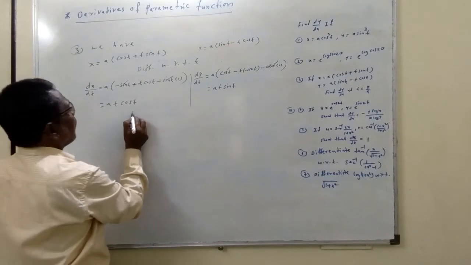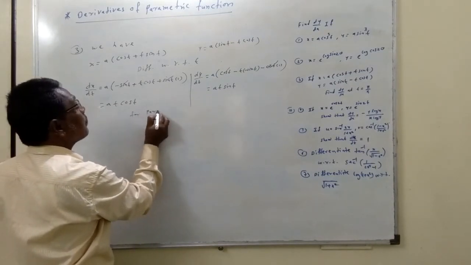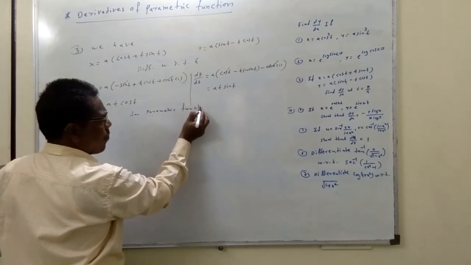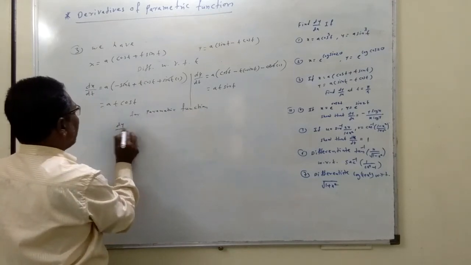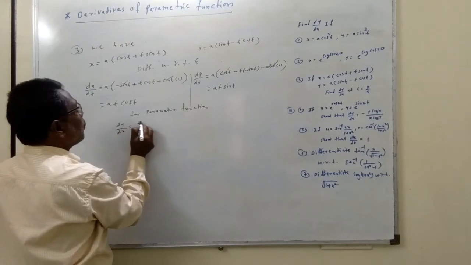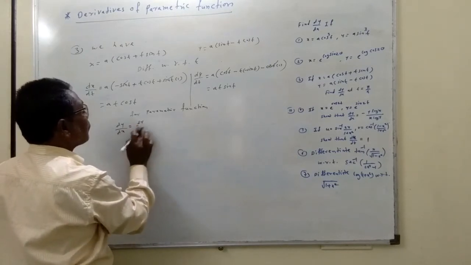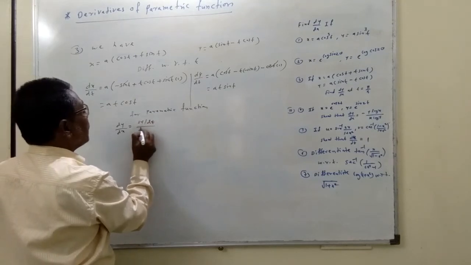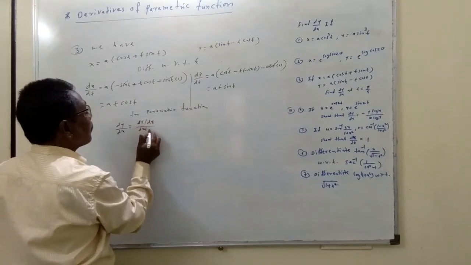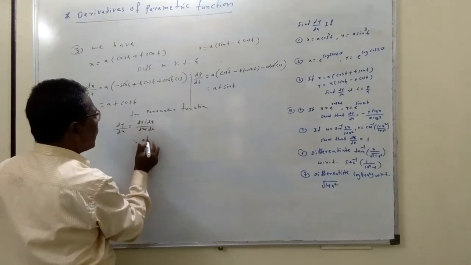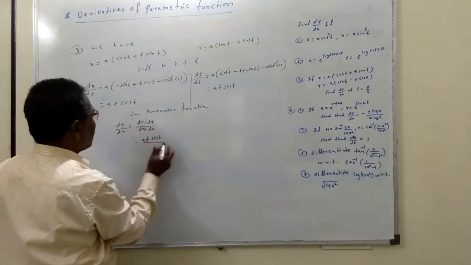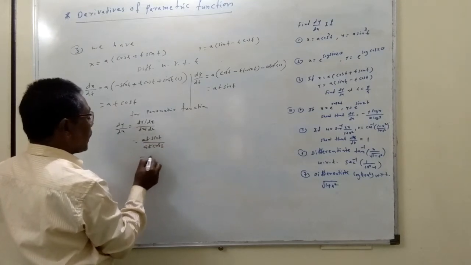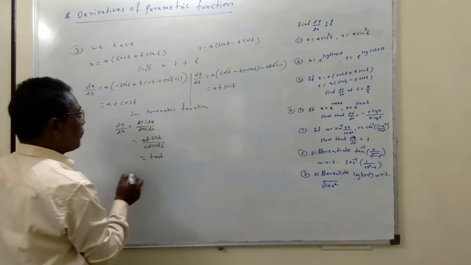So for a parametric function, dy by dx is equal to dy by dt upon dx by dt. So that is equal to a t sin t divided by a t cos t. Sin upon cos is tan t.